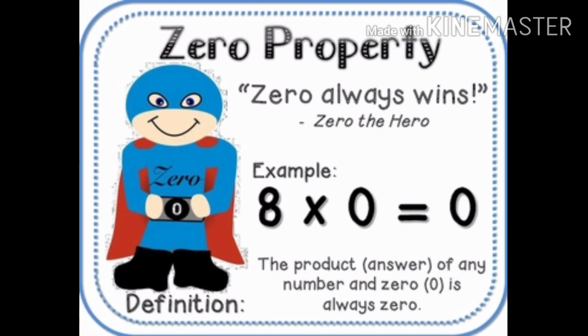Zero property. The third multiplication fact is zero property. The product of any number and 0 is always 0. For example, 0 into 4 equals 0.